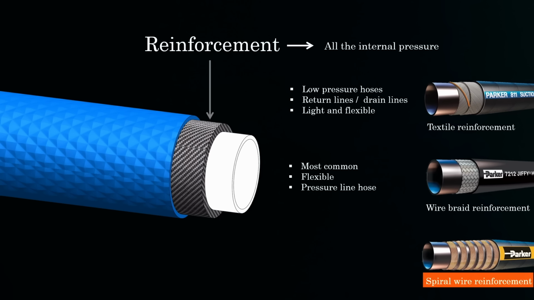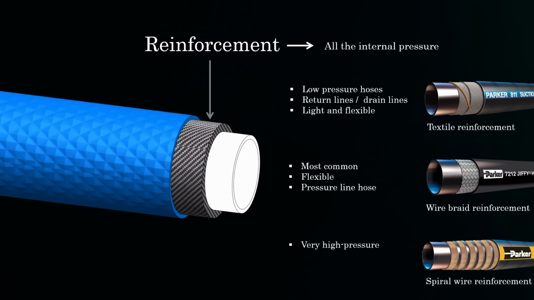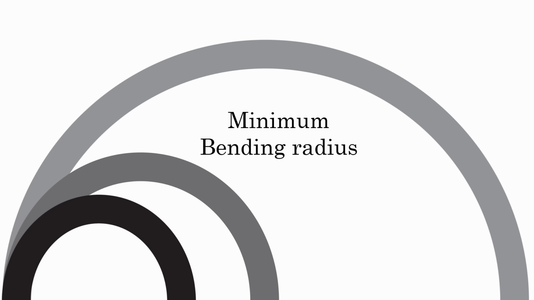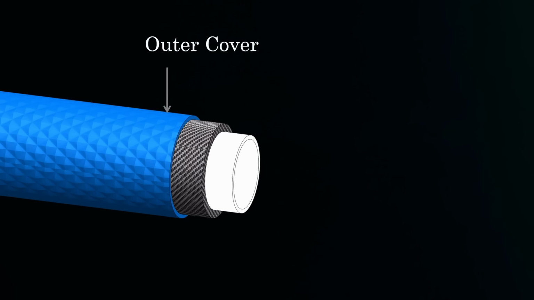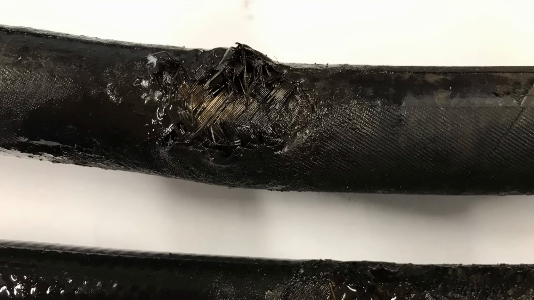The third type is spiral wire reinforcement, used for very high pressure applications. These hoses are stiffer, so they have a large minimum bending radius. Now the third layer of the hose, the outer cover. Its job is to protect the reinforcement from external damage, such as abrasion, moisture, and heat. If the outer cover is cracked or worn out, the reinforcement gets exposed and hose life reduces very quickly.